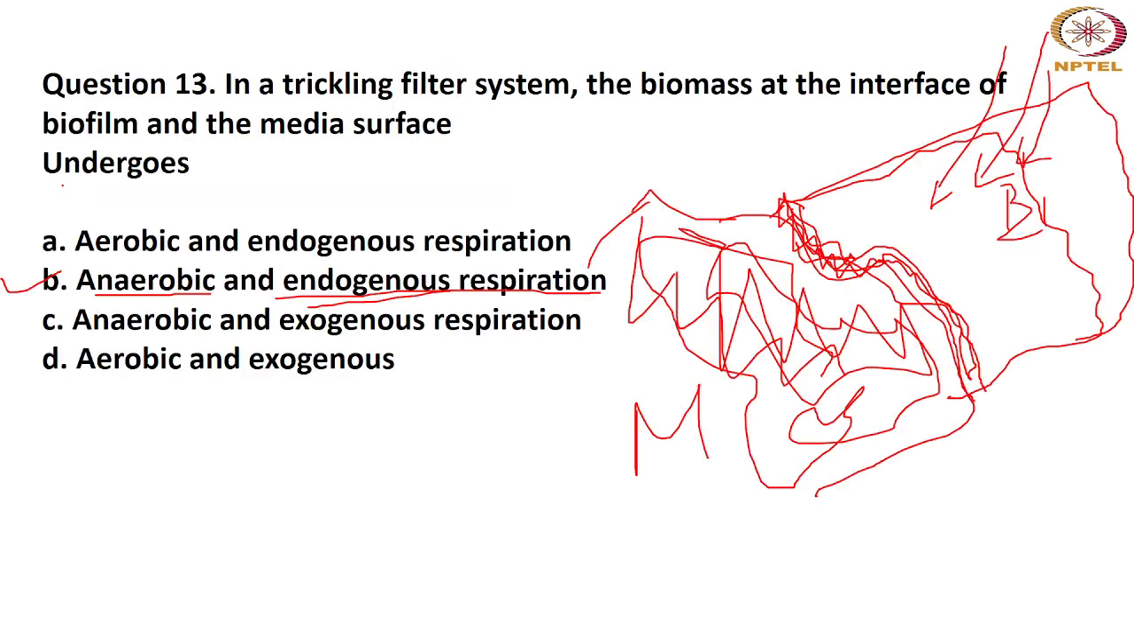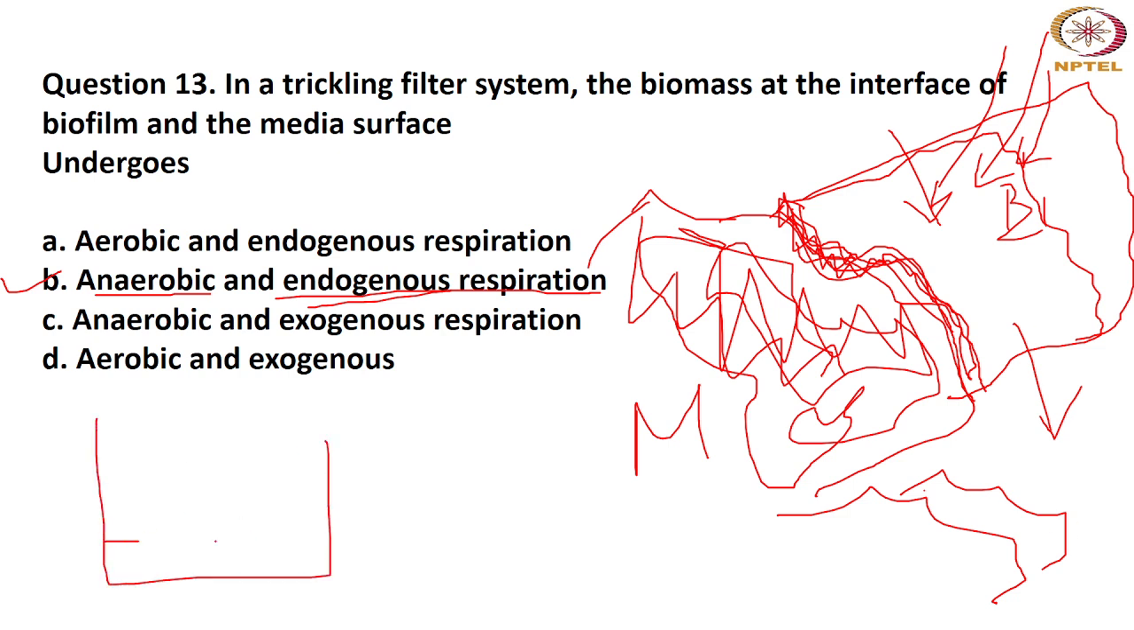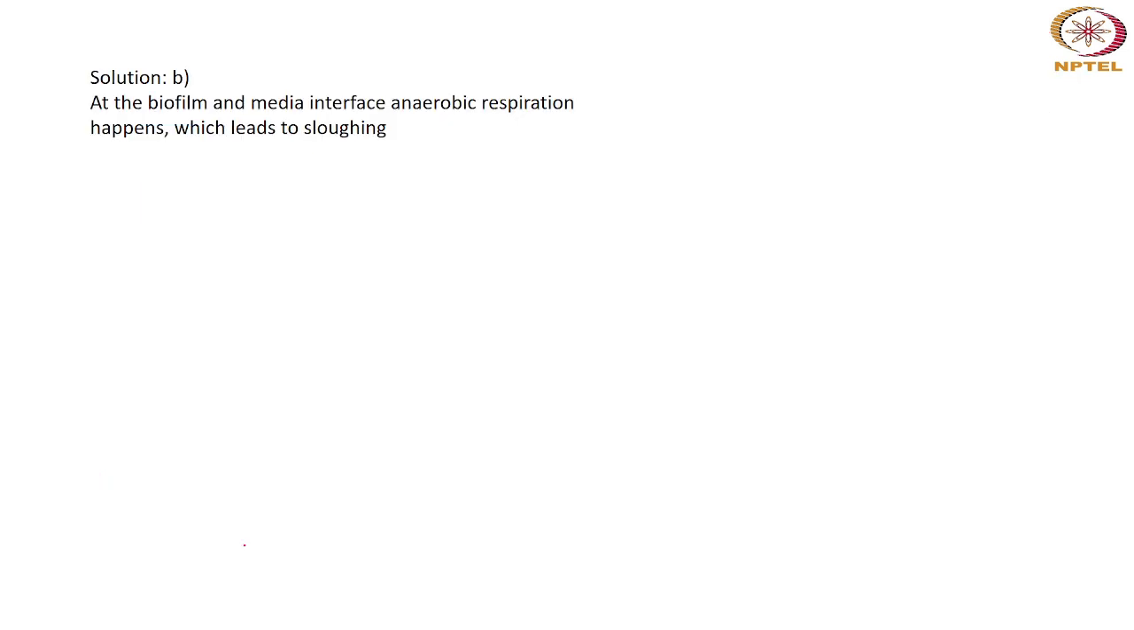And at the end, yes, I forgot this. At the end, they will be very weak and they will slough off from the media. So that's why we are getting this sloughing off from the media, and the media is clean for another set of biofilm growth. At the bottom of this trickling filter, I am getting this sludge, so I can take it out. So that is the main concept.